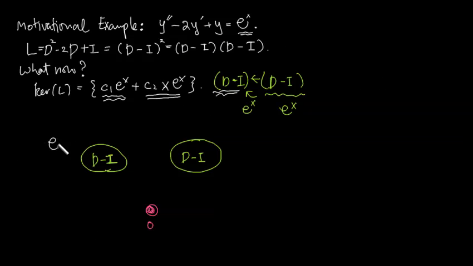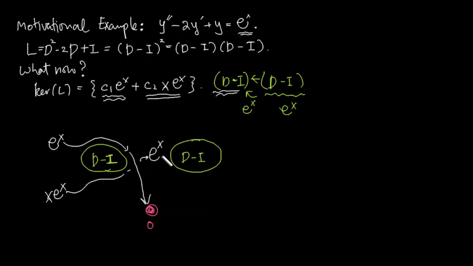There are two functions to try. E to the x is inside our kernel, and x times e to the x is another function inside our kernel. If e to the x goes through this D minus I, this goes right into the 0. This dies through this D minus I. That's what this is. But when this one goes through, it doesn't die. It survives and becomes e to the x.